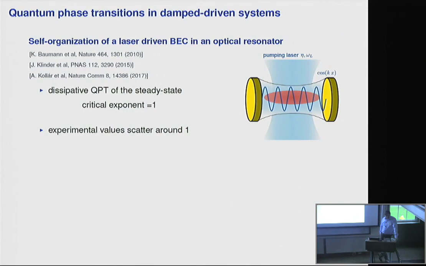And the experimental values, they measured this exponent in Zurich, and it scatters around one. So one, it's calculated and also measured. And a very simple question which I want to raise here is, why is it one? So it can be a half, three quarters, 1.2. So what is the reason that it's one?